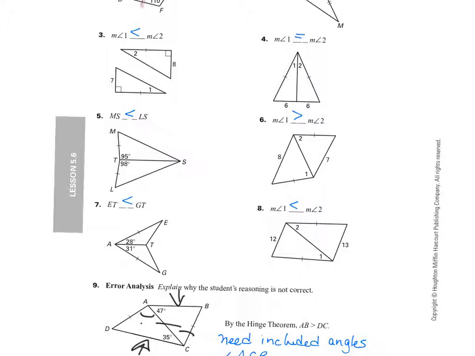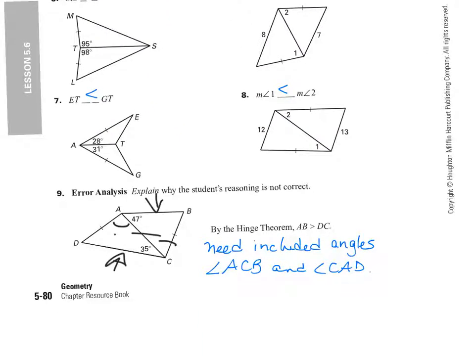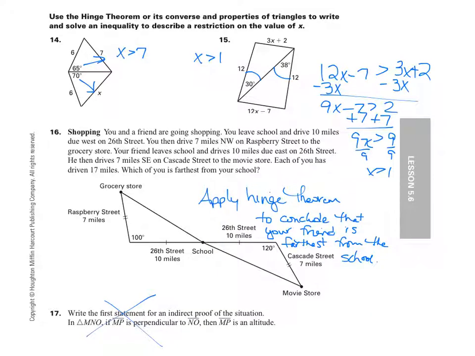All right, so for number 9, you had to figure out why this didn't work. So for this one, it needed to be the included angle. Yes, you had a congruency mark there. However, the 47 and the 35 were not the included angle, so you could not use the hinge theorem here. Any questions on 9? Let's go to the next page.